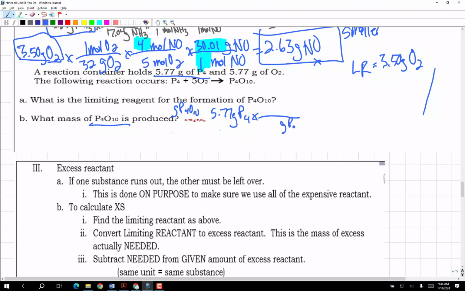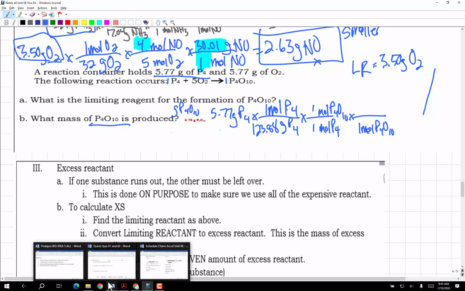So grams of P4, 1 mole of P4. Always go through moles. And phosphorus is 30.97 times 4, so 123.88. I'm in moles of P4, and I'm going to go to moles of P4O10. So notice this has a coefficient of 1 and this has a coefficient of 1, so that doesn't change anything. And then 1 mole of P4O10 and go to grams.